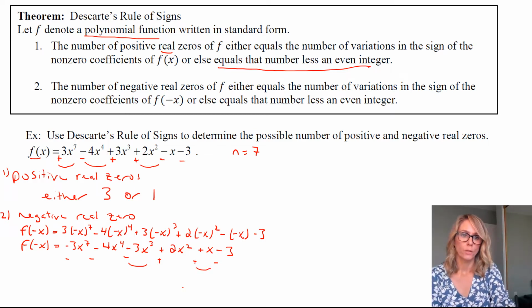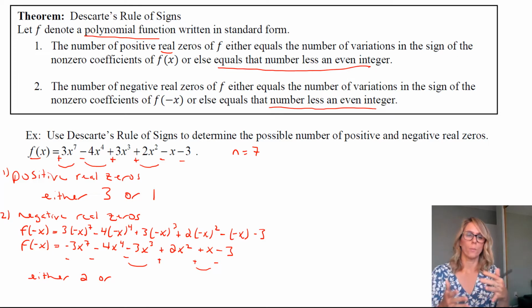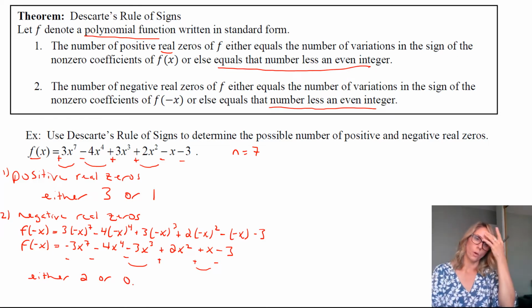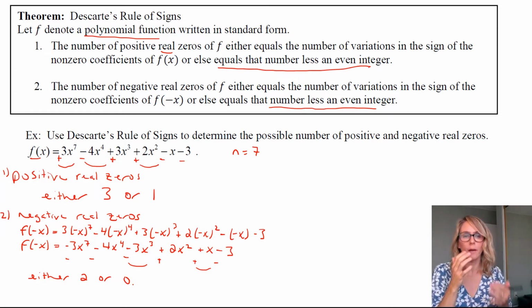That's it. So we either, maybe I'll write zeros there, either 2 or, so notice the same thing, equals that number less an even integer. So I'm just going to go down by 2. So 2 or, and then 2 minus 2 is 0. So what we've learned is it could have no real negative zeros, or it could have 2 negative real zeros. Those are the only two options. It could either have 3 positive real zeros or 1 positive real zero.